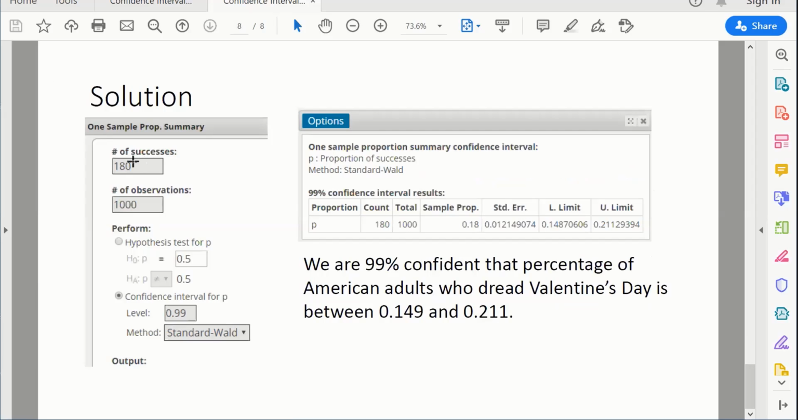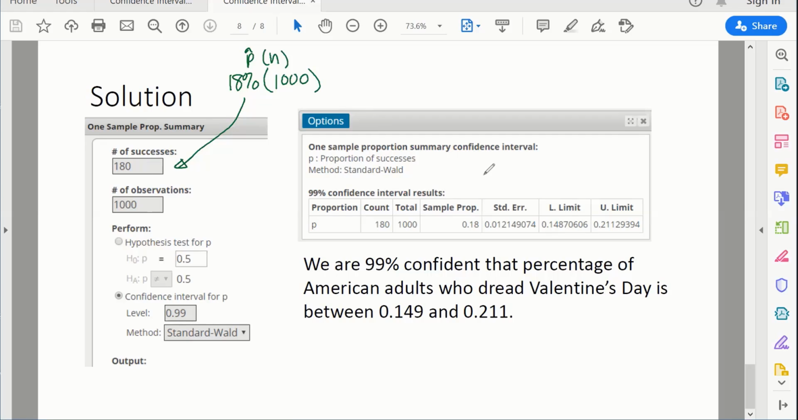Now, when we go into StatCrunch, we have to know what number to put in the top. We can't put 18% there because it's not the x. So let's remember that we have 18%, and this number is 18% of 1,000. It's your p hat times your sample size, n, that will tell you how many successes you had. So 18% of 1,000 would be 180 successes out of 1,000. Does that make sense?